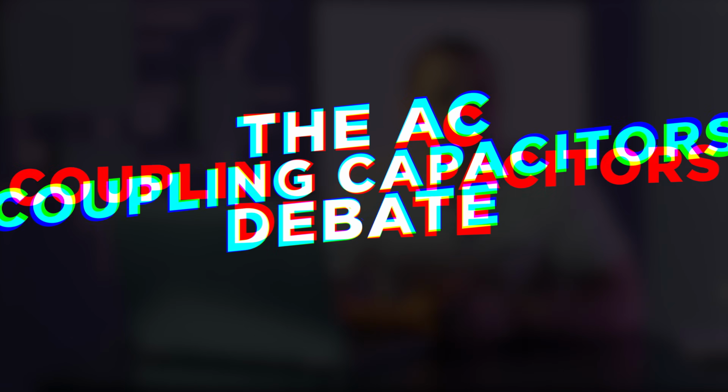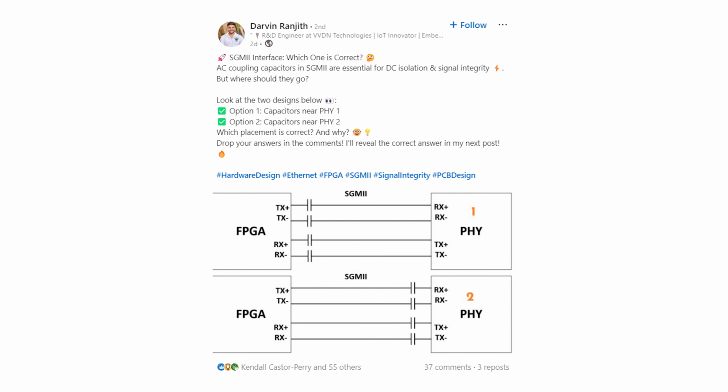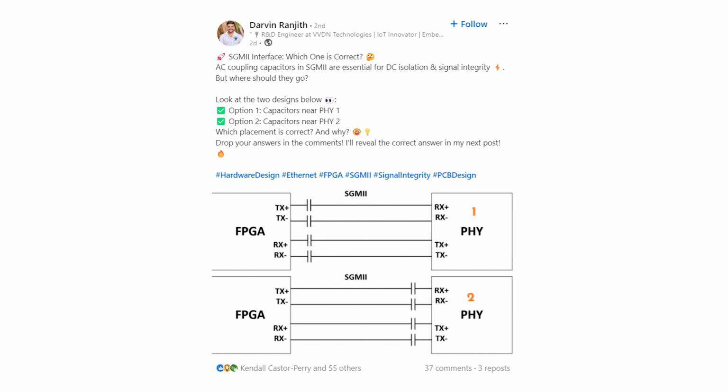So the topic of this video is AC coupling capacitors and where you should use them on differential transmission lines, specifically on interfaces that are providing high gigabit per second serial data streams. Now, this all came about because I saw this post on my LinkedIn feed from Darvin Ranjith. This post is all about placement of coupling caps on TX and RX lines for an SGMII interface. And he's asking, which one of these is correct? Should these capacitors be placed close to the transmit side or close to the receive side?